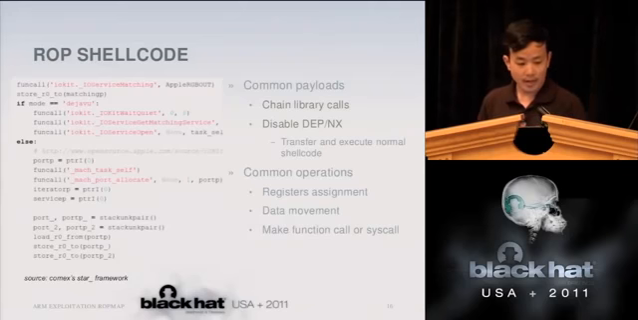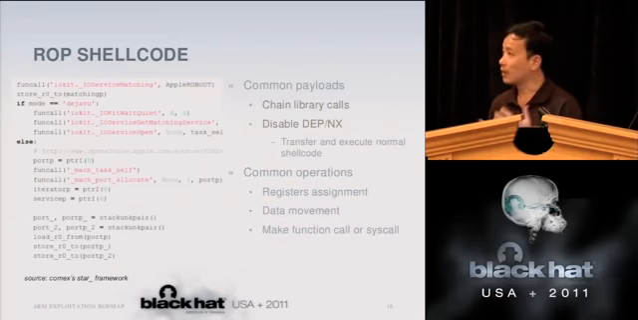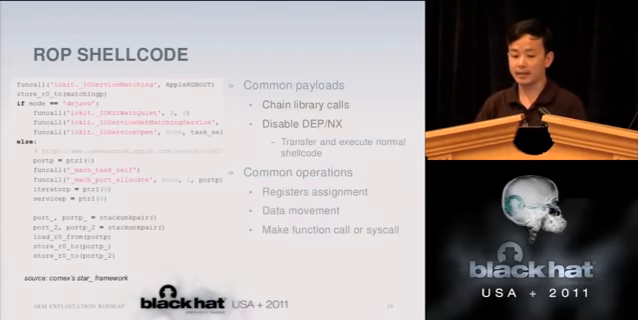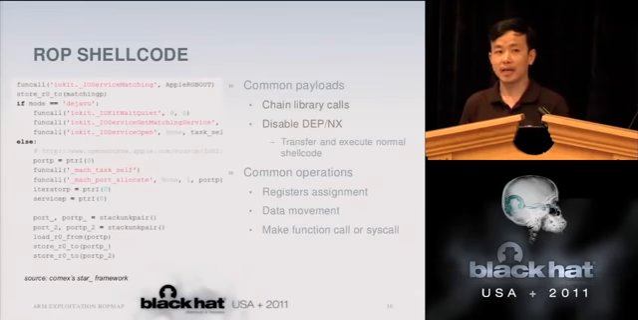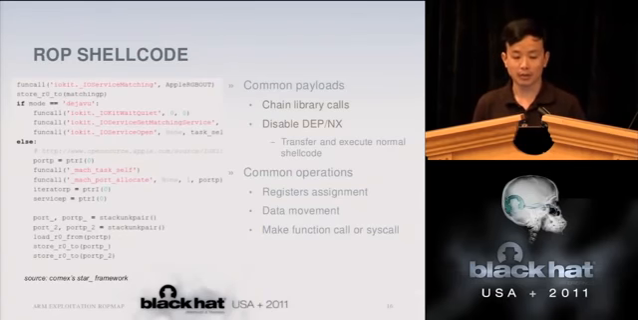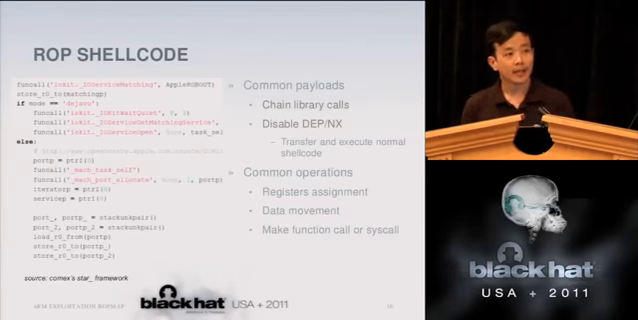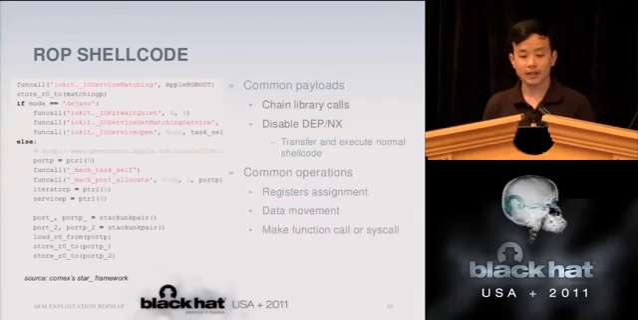Here is an example of ROP shellcode extracted from the JailbreakMe framework. For a practical ROP payload, what they commonly do is just chain many library calls together to bypass non-executable protection. Or they just disable non-executable protection with mprotect, VirtualProtect, something like that, and then transfer the normal shellcode to target memory, and then just execute it.